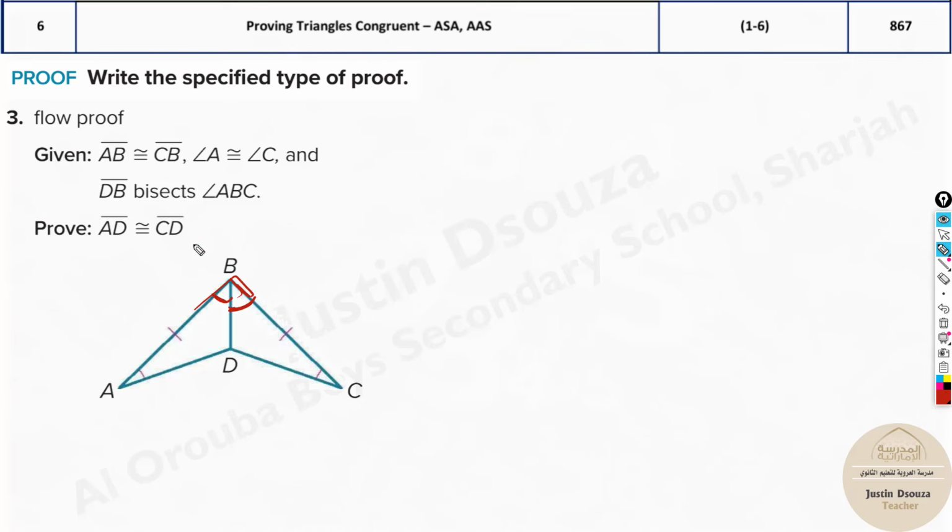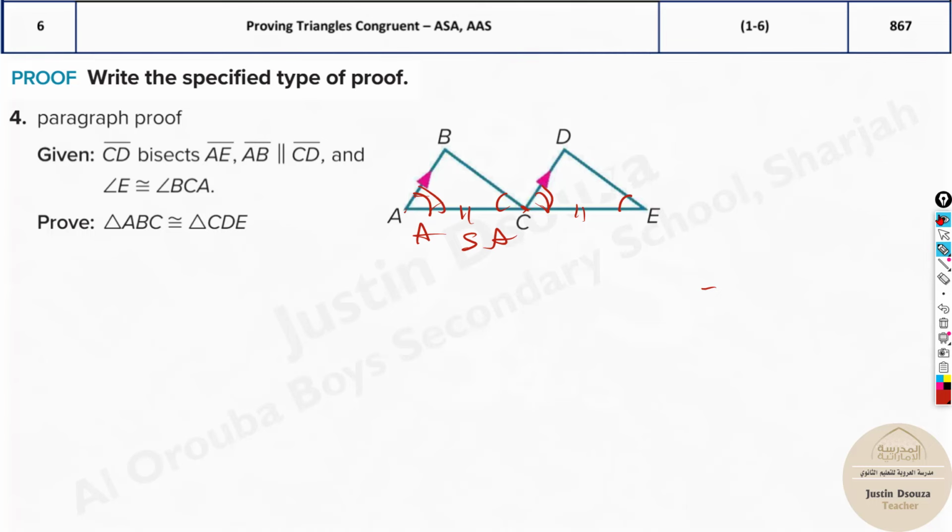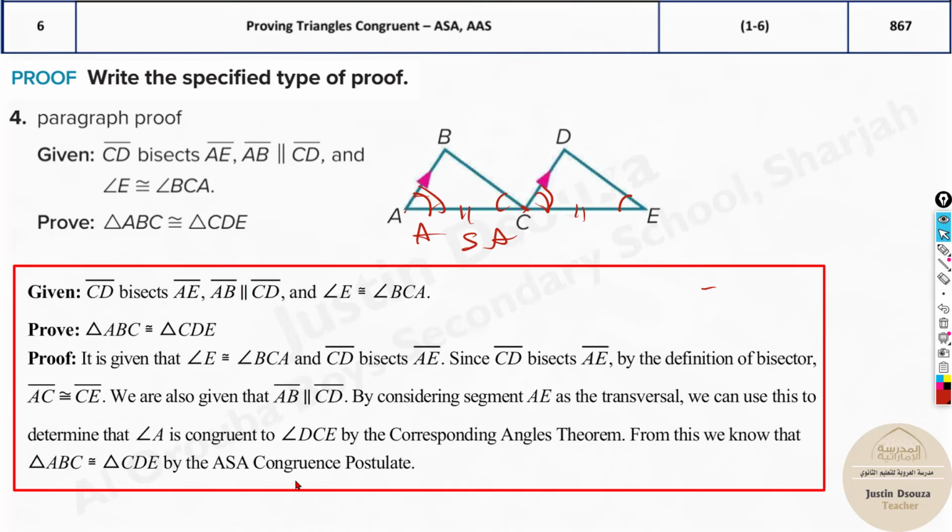So AC and CE are equal. And what next? AB is parallel to CD. Okay, that's fine. And what do we know? Angle E is congruent to angle BCA. Since these both are parallel, angle A and angle C are corresponding angles, right? So we have ASA again, and hence these two triangles are congruent to each other. So you can see it's the ASA congruency postulate.